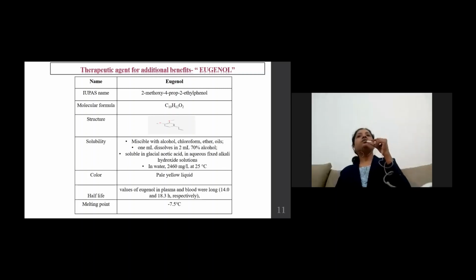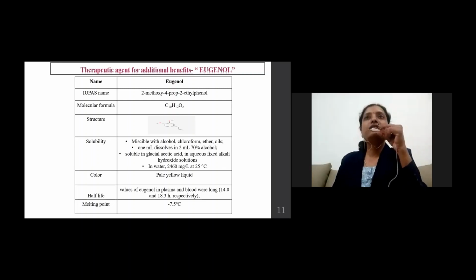Next, my focus, or the next layer, contains the eugenol that is taken from the clove oil. It is a pale yellow colored liquid, and it has quite traditional acceptance for the treatment of gum diseases. It is miscible with alcohol, but it is insoluble in water.